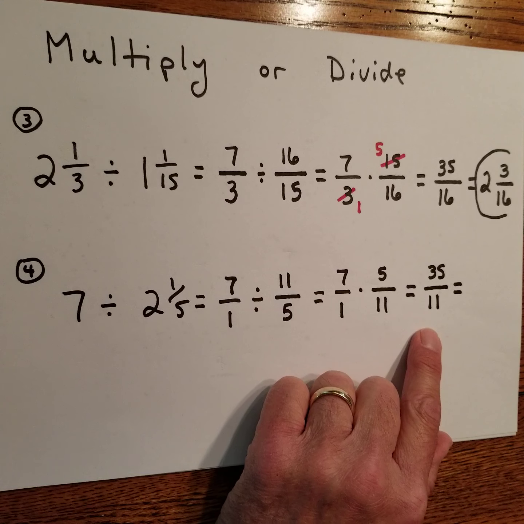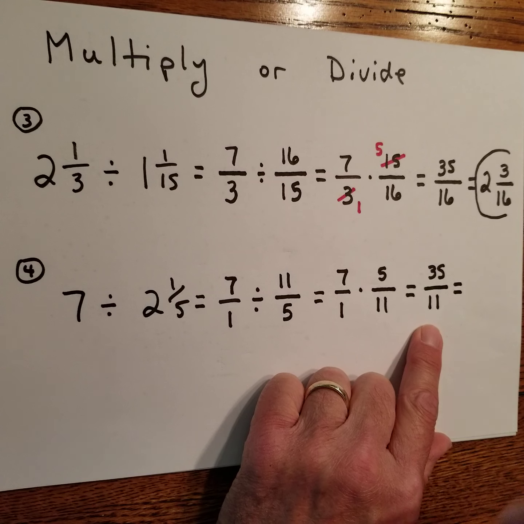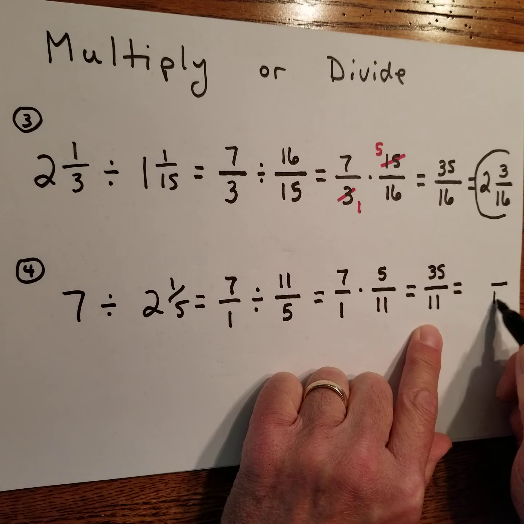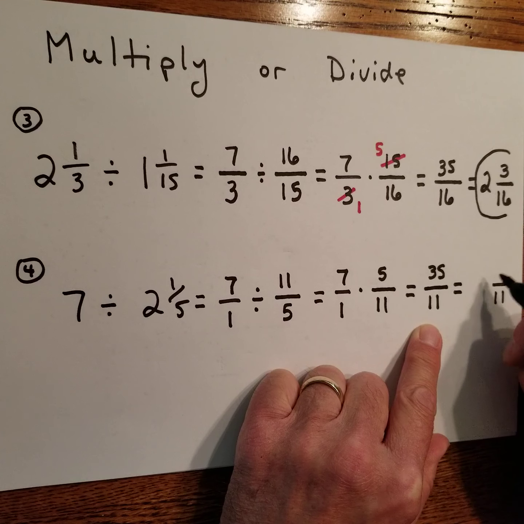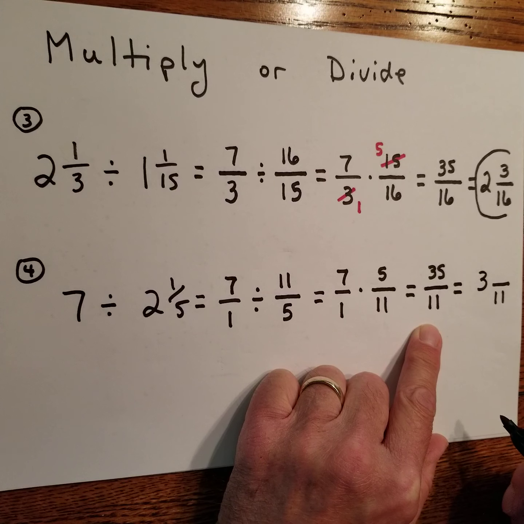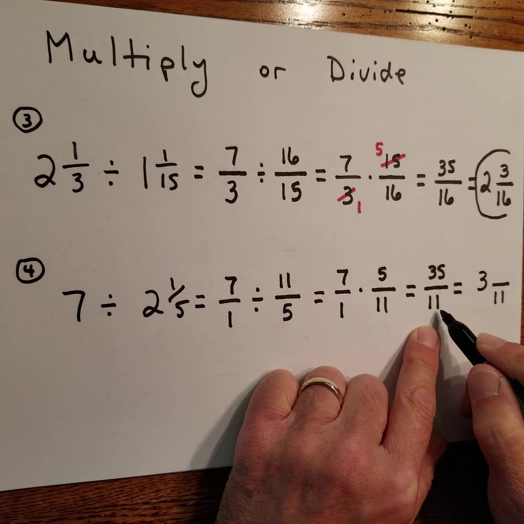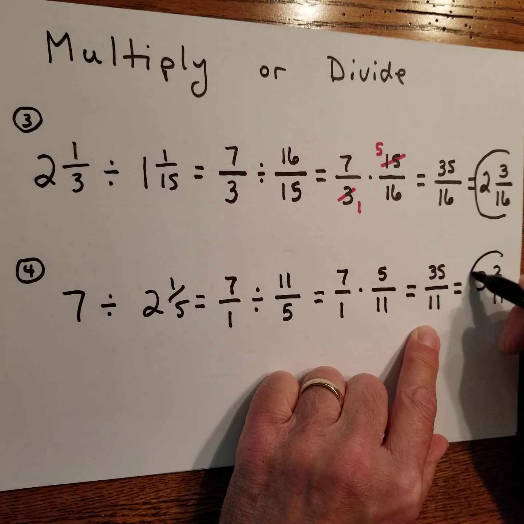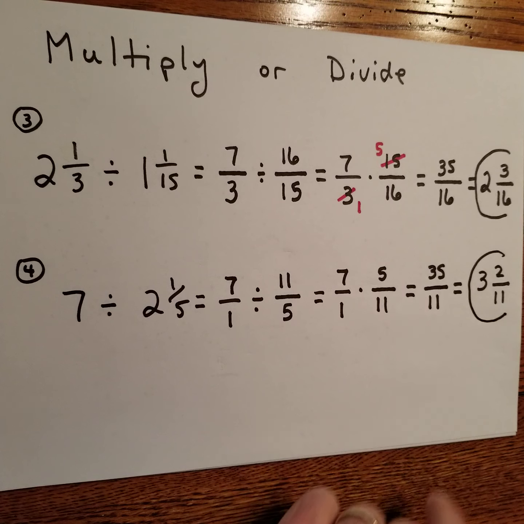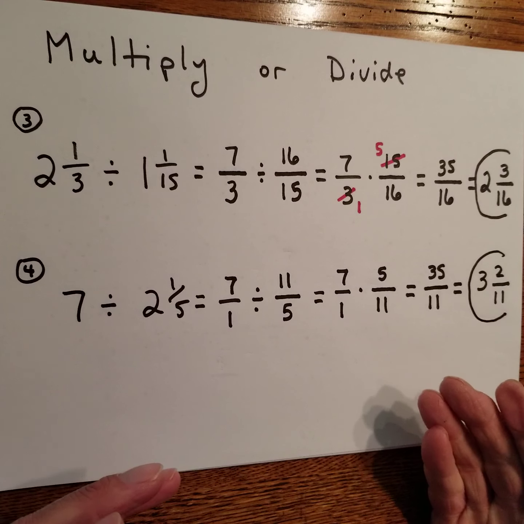Finally, change that into an improper fraction, or excuse me, into a mixed number. So we'll keep the denominator of 11. How many times does 11 go into 35? 3 times. 3 times 11 is 33, and 33 from 35 is 2. I like 3 and 2/11. Great. Here's how I want you to show your work.